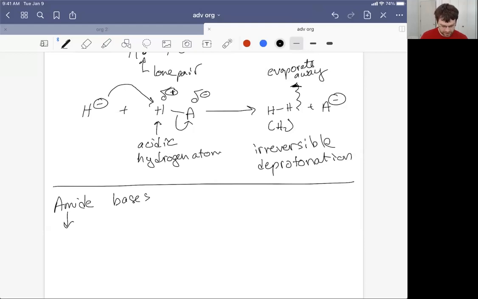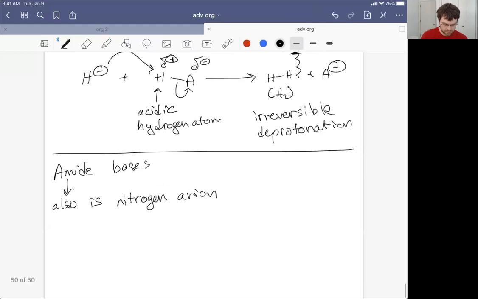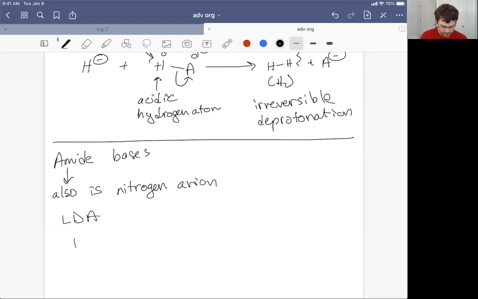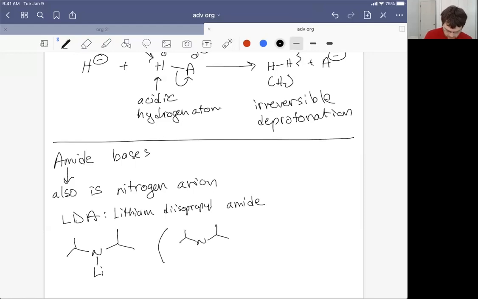In this context, this is also a nitrogen anion. The most prominent example is LDA, lithium diisopropyl amide. There's probably some covalent character to this bond, so I'll draw a covalent bond between nitrogen and lithium. Okay, so that's lithium diisopropyl amide. You could think about it as two lone pairs on the nitrogen. So we have a negative charge on that nitrogen, a formal charge that's countered by the lithium cation.